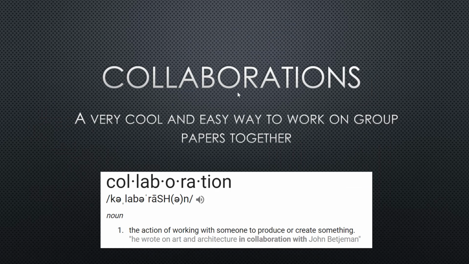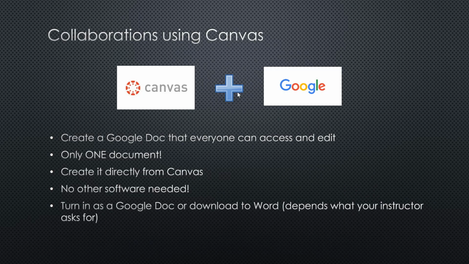It's called collaborations. Collaborations are a very cool and easy way to work on group projects together using Canvas. What we're going to do is create one document that everyone in the group can access and work on at the same time. Canvas has a nice relationship with Google that makes this work. You already have a Canvas user ID, and because you're a Highline student, you have a Highline student email, and this provides you with a Google user ID. So therefore, you don't need anything else before you can start collaborating.